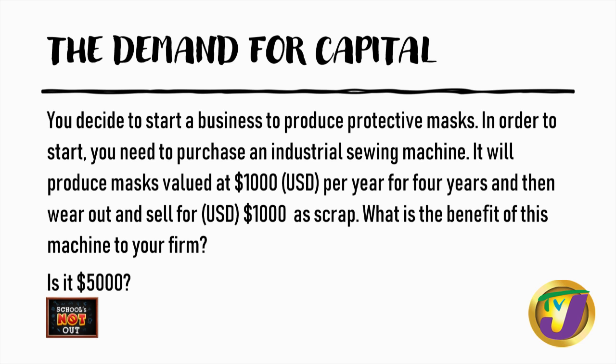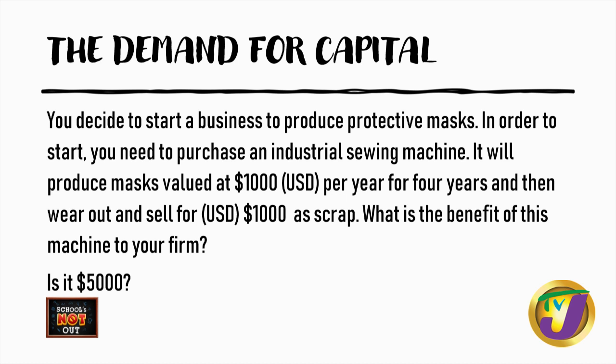Now, say for instance, and this is where I want us to jot down some information quickly, and I did say that you would need a book or paper and pen or pencil. You decide to start a business to produce protective masks. In order to produce those masks, you will need to purchase an industrial sewing machine so that you can sew them together. You don't have a sewing machine.